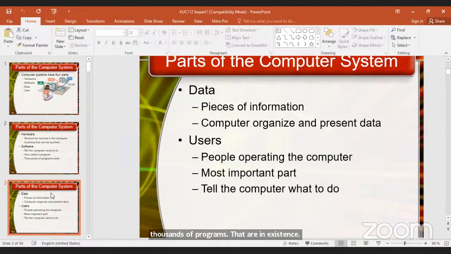Data, these are files or unprocessed information that a computer manipulates on the CPU, then it outputs the result as information. Then users, these are people that operate the computer, and users are the most important part of a computer because we direct and tell the computer what to do.